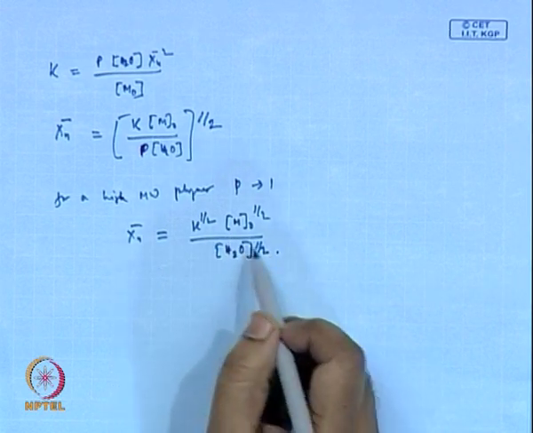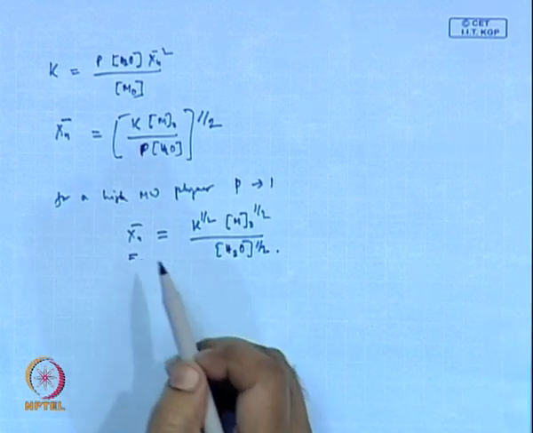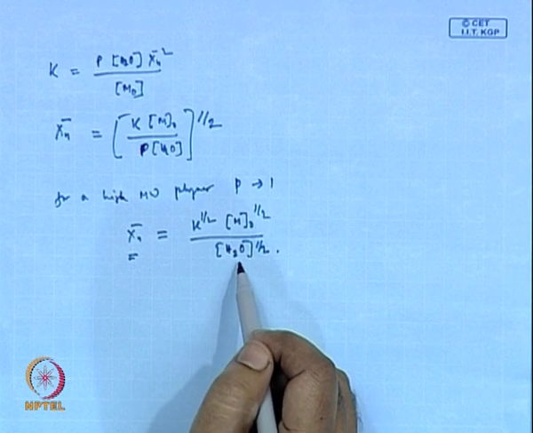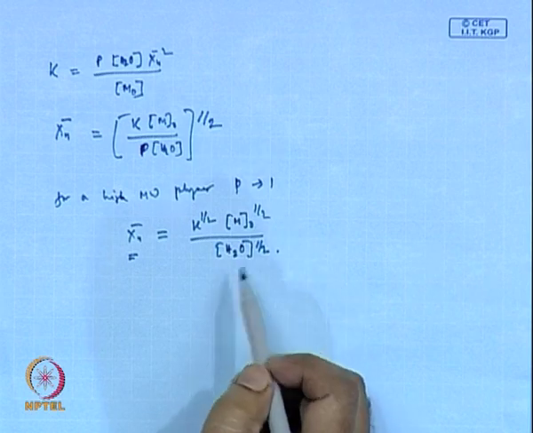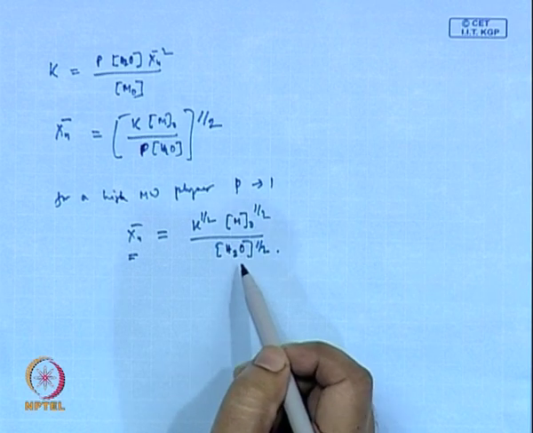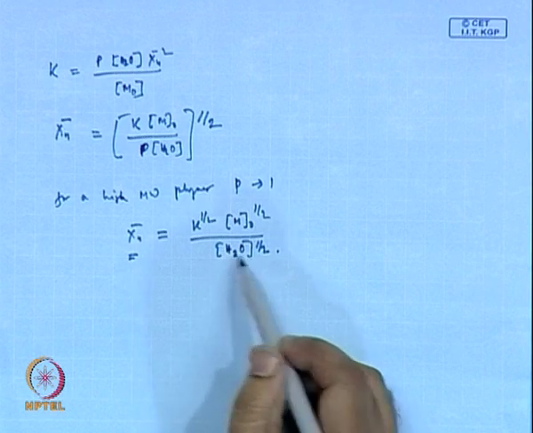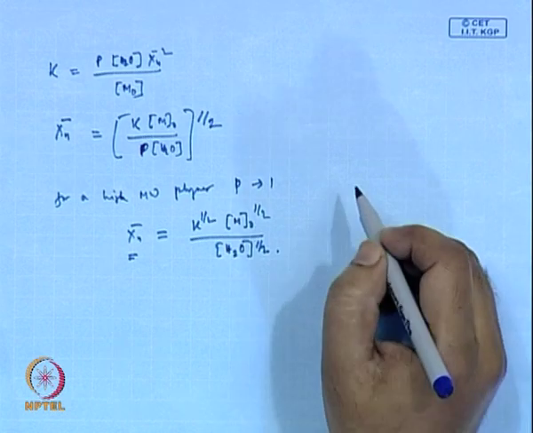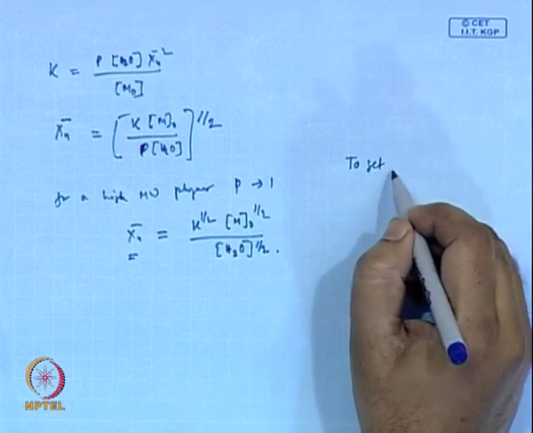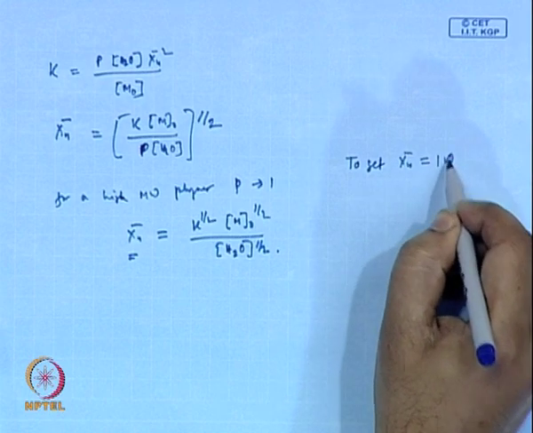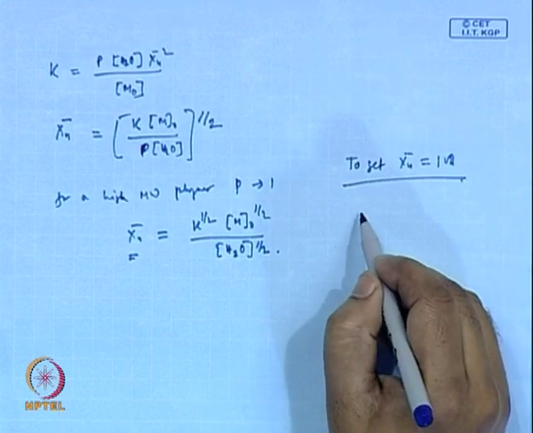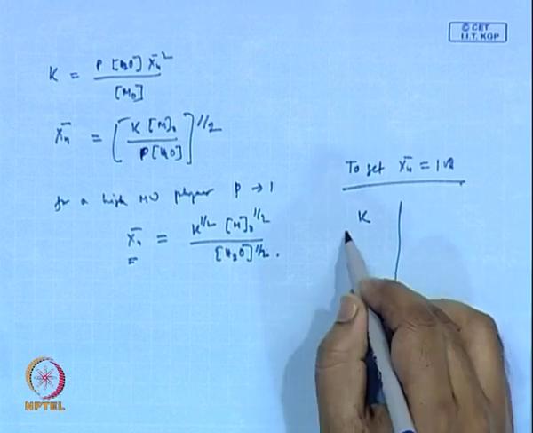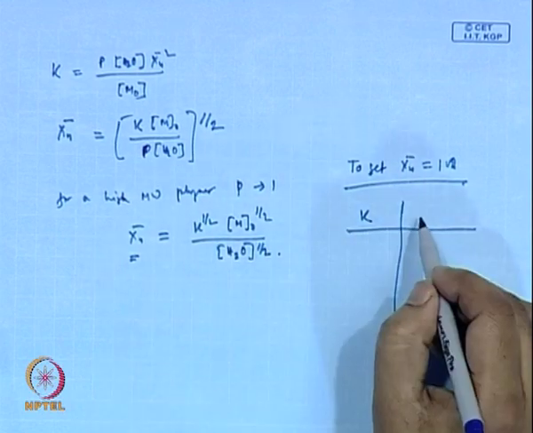So what does it mean? This means that the Xn, the number average molecular weight, is inversely proportional to the square root of the amount of condensate present. If I make a table with the corresponding numbers, how does it look? Now, we are trying to get an Xn bar of 100. How are this K and H2O related?